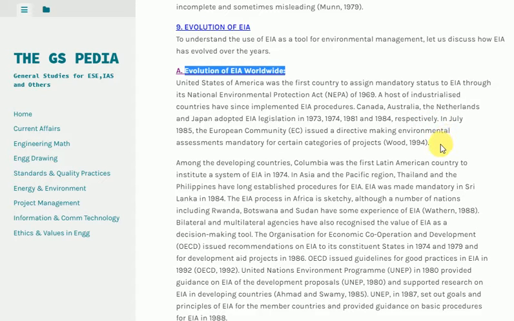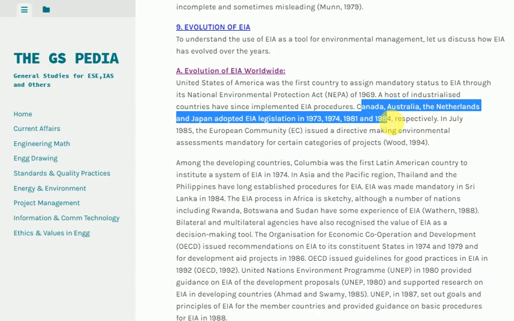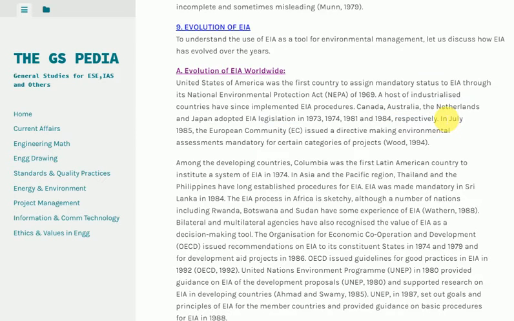Canada, Australia, the Netherlands, and Japan adopted EIA legislation in 1973, 1974, 1981 and 1984, respectively. In July 1985, the European Community (EC) issued a directive making environmental assessments mandatory for certain categories of projects.